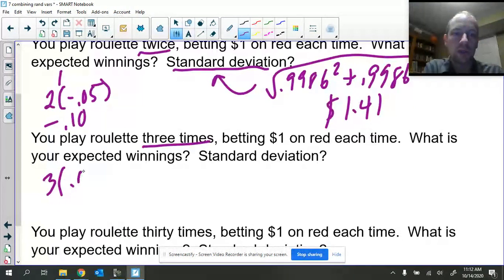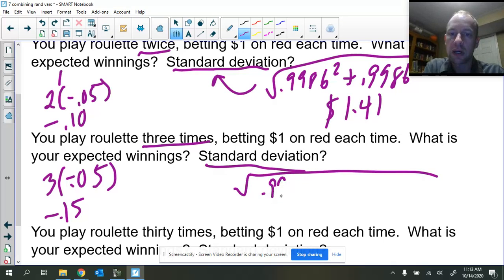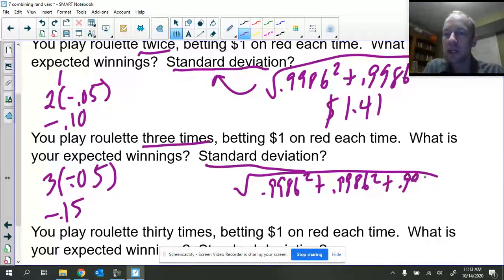If I do this 3 times, then I can do the same thing with the mean. 3 times 0.05 means about a 15 cents loss is what I would expect. And the standard deviation, now, even though this is the Pythagorean theorem of statistics, I can just keep going as many times as I'm combining. So we would say in this case the square root of 0.9986 squared plus 0.9986 squared plus 0.9986 squared. And just keep going as many times as you need.